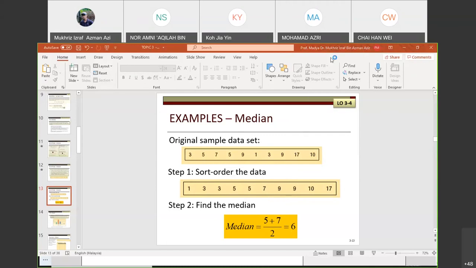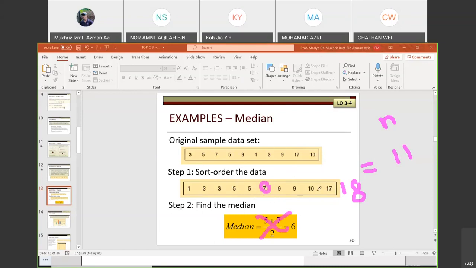But let's say I add one more number, let's say this one is 18. Meaning I add another number. Now our observation count is 11. Our n is 11. There are 11 observations. So now you don't need to use this approach, because if your observation count is 11, the median will be the number 1, 2, 3, 4, 5, 6. So this will be our median.